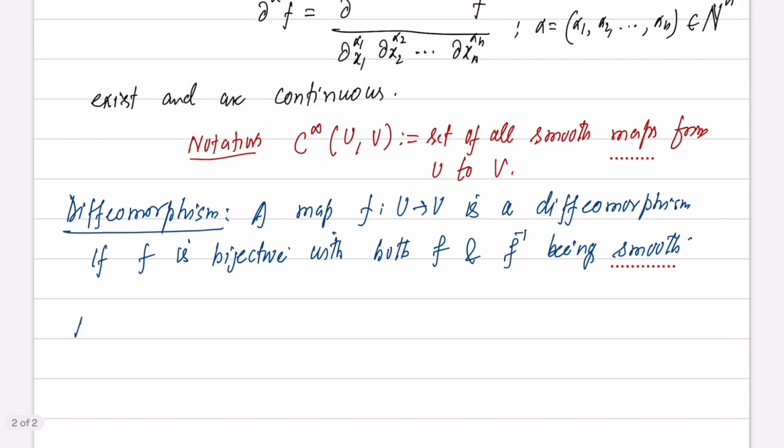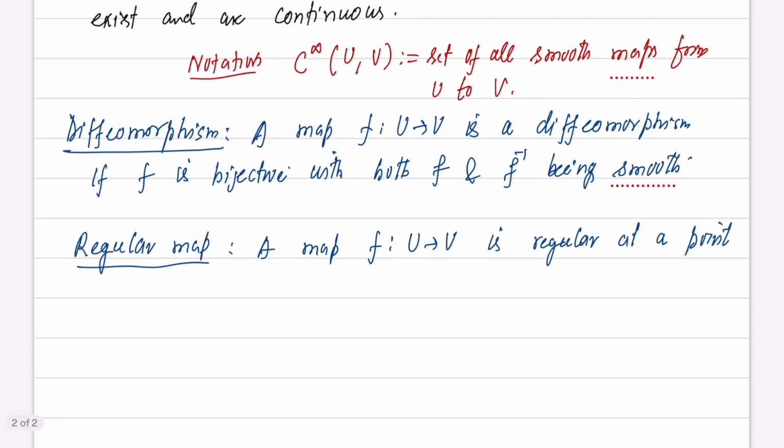Now let's take up one more definition, when we call a map regular. A map f from U into V is regular at a point, say P of Rn, if the derivative of f is not equal to 0. That is, df by du, where u is the variable, is not equal to 0 at P.